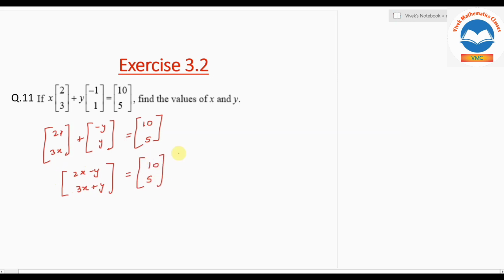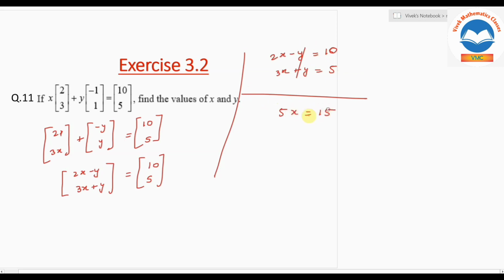So we will equate these and we will get two equations. What are we getting? 2x minus y equal to 10, and 3x plus y equal to 5. If you add these, what will you get? y will be cancelled out. You will get 5x equal to 15. So x will be equal to how much? 3. The x value we are getting is 3.